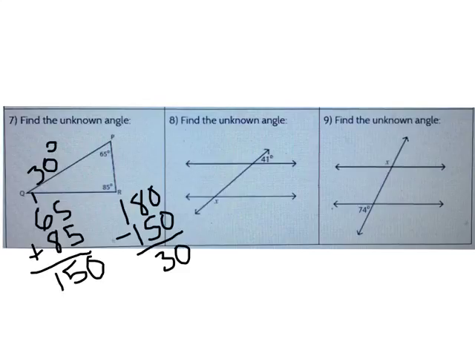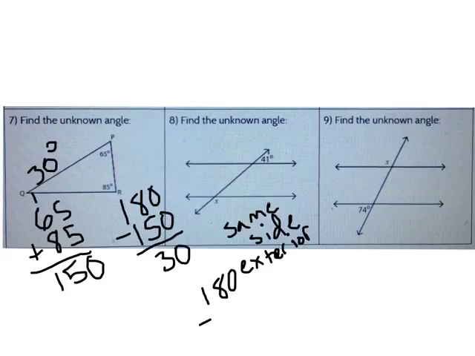Now let's look at parallel lines and transversals to find some missing angles. First, what's the relationship between 41 degrees and X? Those are same side exterior angles. So they are supplementary, or they add up to 180. I can subtract 180 minus 41 to find the value of X. What's the value of X? X is 139 degrees.